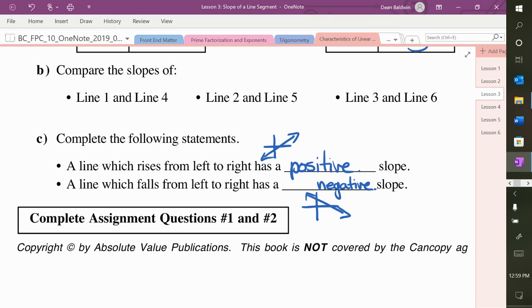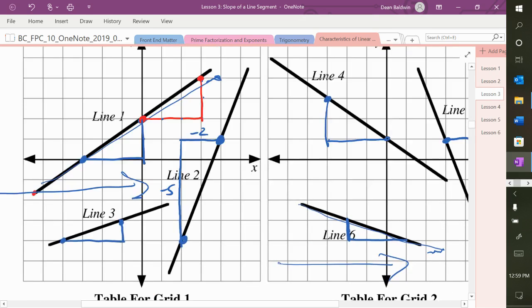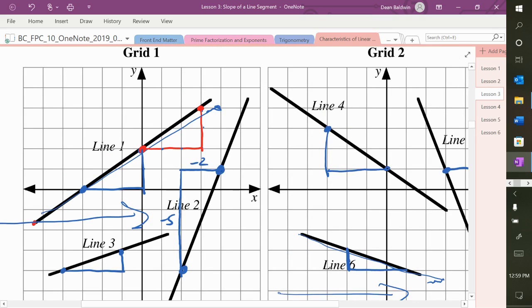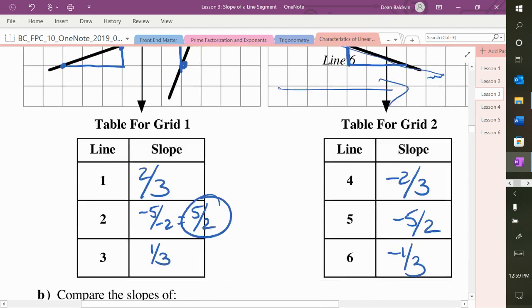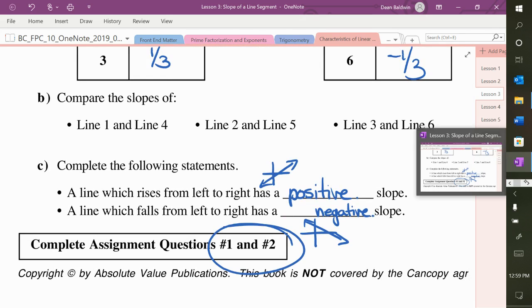I hope so. Questions? Slope is rise over run. If you rise left to right, it's positive. If you fall left to right, it's negative. When you're measuring it, draw a triangle, but pick your triangle so that the line is going right through the corner of a square. Questions 1 and 2, please, and that will be it for today.